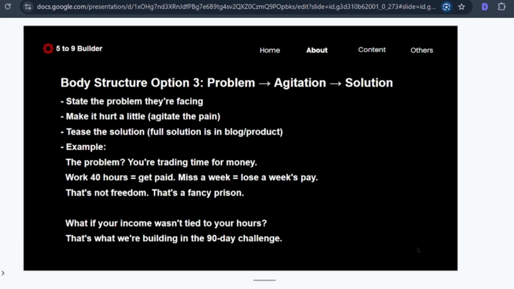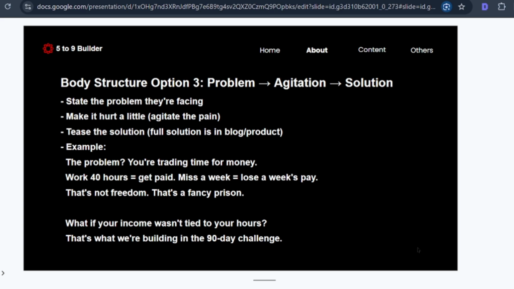Somebody who is working 9 to 5 is trading time for money, because the time that you spend at work is what you will get paid. Now, to increase this pain, you just have to say you are working 40 hours every week. The moment you give somebody that 40 hours, it becomes too huge for the person.